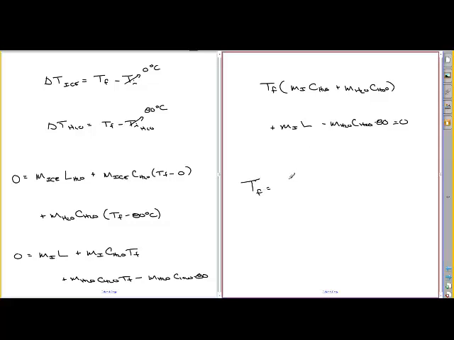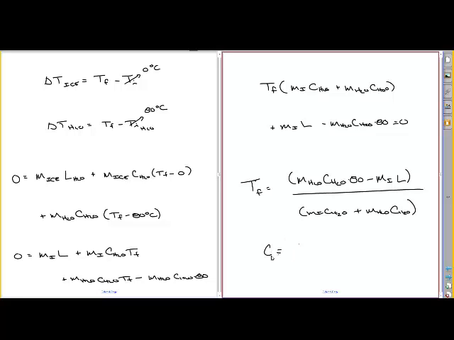So now we can move this to the right-hand side and divide by the term in the parentheses. So the algebra tells us that this becomes positive and this becomes negative when we move it over. So you get the mass of the water, specific heat of the water times 80 minus the mass of the ice times the latent heat of the ice, divided by the term in the parentheses, which is the mass of the ice times the specific heat of water plus the mass of the water times the specific heat of the water.